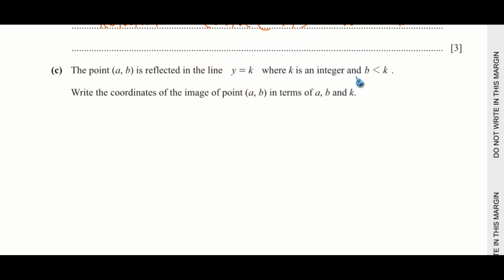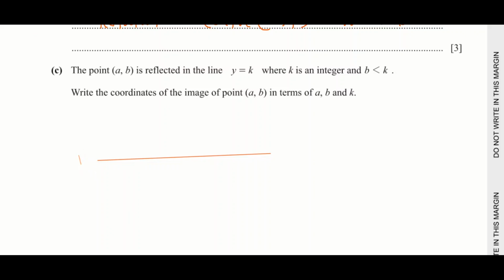K can be any integer. Okay, so that means our reflection mirror line is a horizontal line. So I'll just draw something like this for you to understand the explanation very well. Okay, so this is the mirror line. So this is k. So that is y equals k.